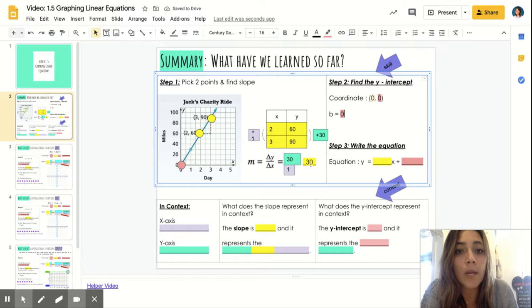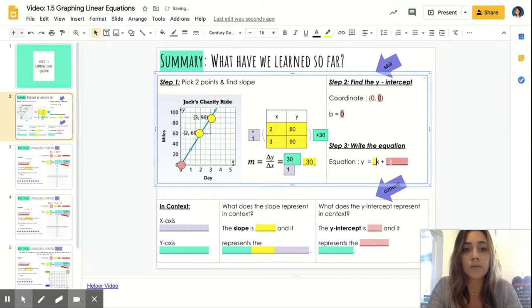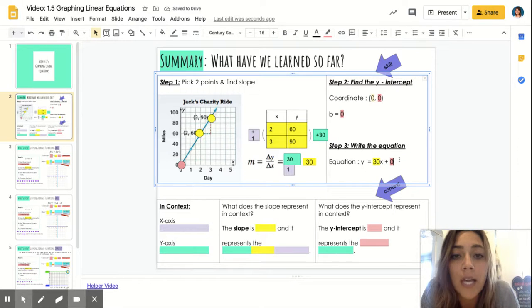So then when I write my equation, I take my slope. The slope always goes in front of the x. So our slope is 30, and our y-intercept is 0. So I get y equals 30x plus 0.